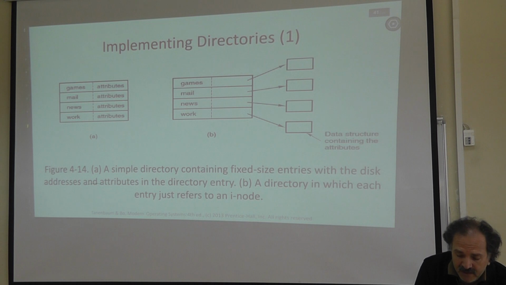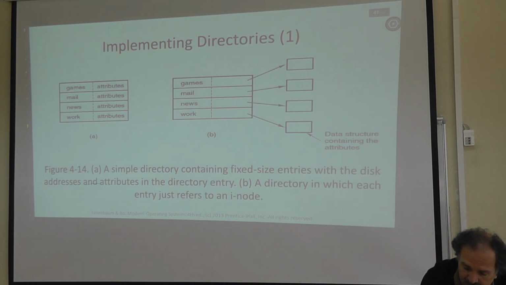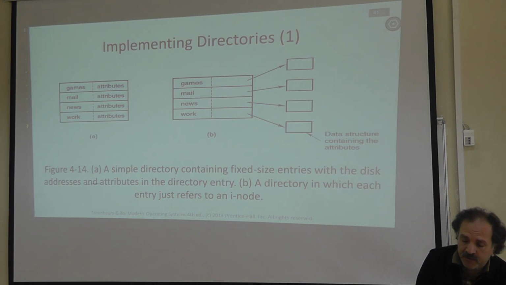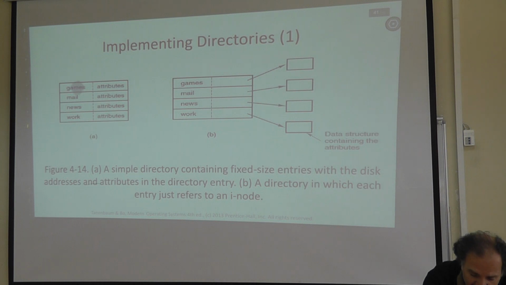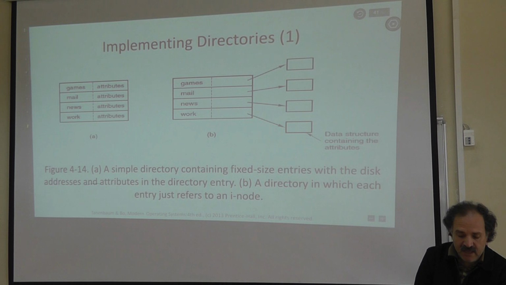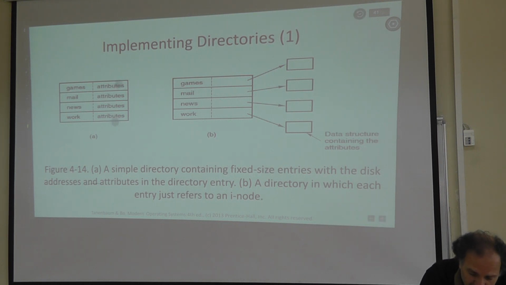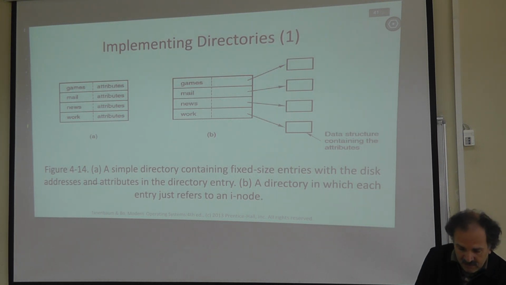Okay, so if we implement the directories in a very primitive way, this is what we do. Implementing directories, simple directory. Okay, when you open a directory, you have the file names and their attributes. Fixed file names, okay, fixed attribute set. This is called fixed size entries. So like a table, okay, you can extend the table, but each table entry is fixed.